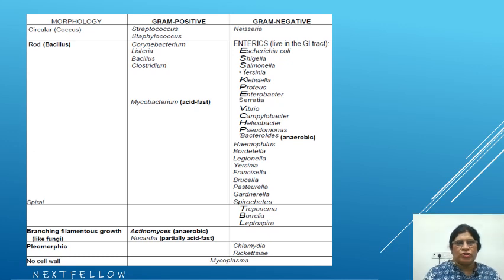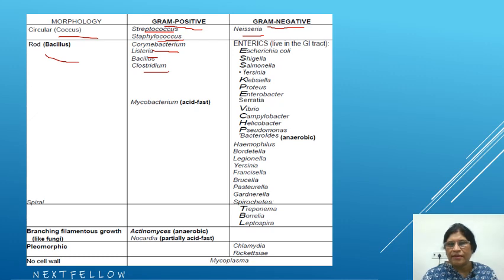Now, morphology. We should know that bacteria can be gram-positive or gram-negative. And all gram-positive are cocci or bacillus. Gram-positive cocci are Streptococcus and Staphylococcus, whereas gram-negative cocci is Neisseria. Gram-positive rods are Corynebacterium, Listeria, Bacillus, and Clostridium, whereas gram-negative are Escherichia, Shigella, Salmonella, Yersinia, Klebsiella, Proteus, Vibrio, Campylobacter, Helicobacter, etc., to name a few.